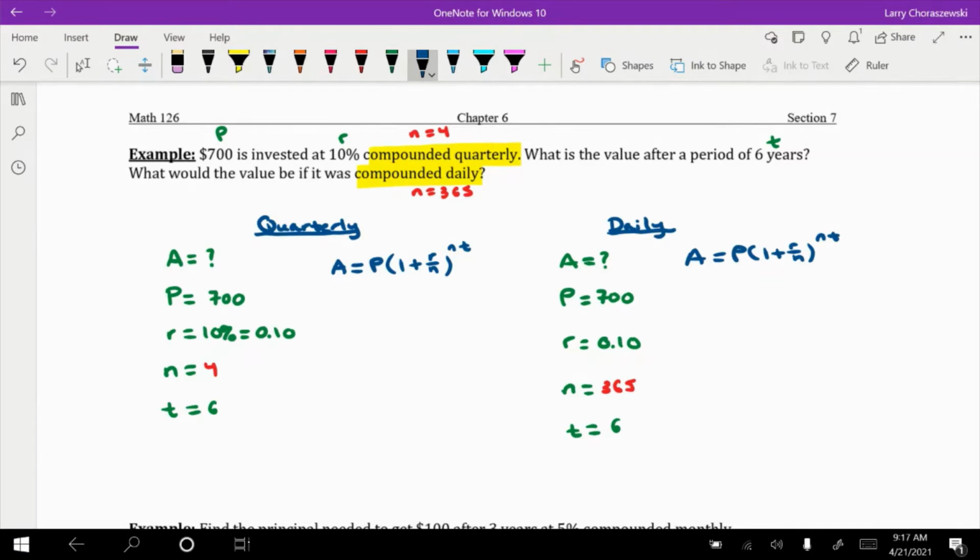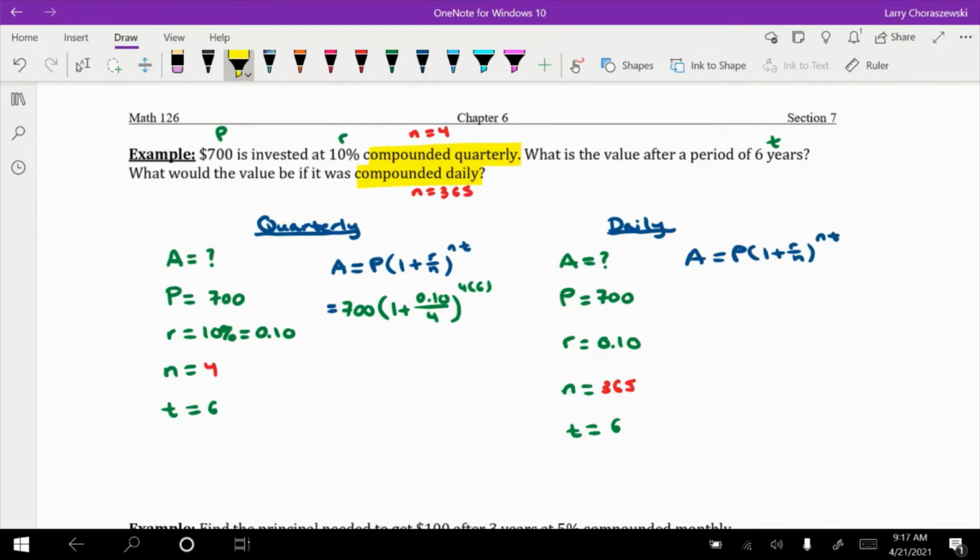And we're going to fill these formulas in with all the values, and then maybe defer to our calculators to help us grind out the arithmetic. All right, so in the first case, P is 700. Then 1 plus R, so 0.10 over 4, and then to the 4 times 6.